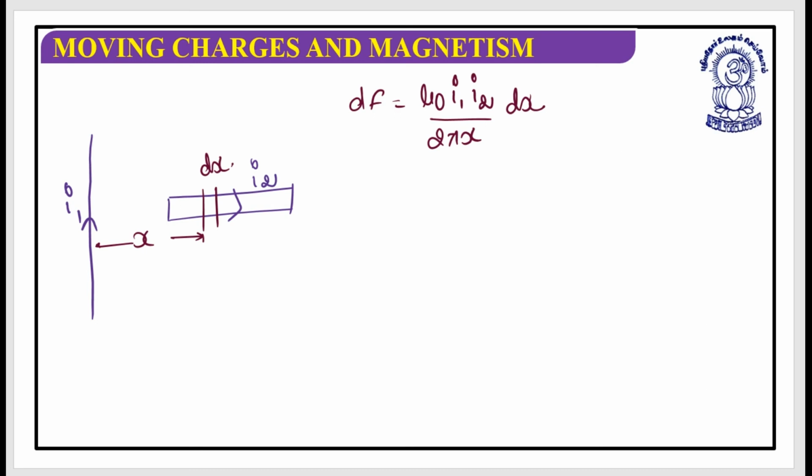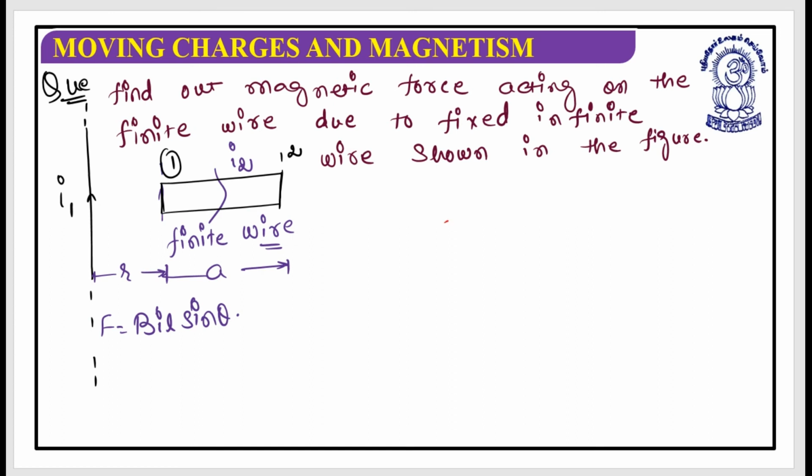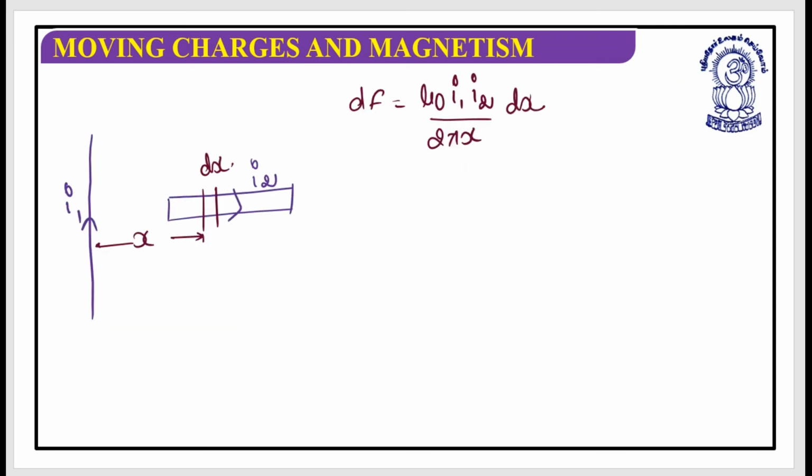Yes, we have written only F is equal to B into I into L. This B for the infinite wire is mu naught into I1 divided by 2 pi r, multiplied by I2, the current in the second wire, multiplied by L. This is the standard formula on which we are relying. So dF is equal to mu naught I1 I2 divided by 2 pi x into dx, and now I need to integrate this.